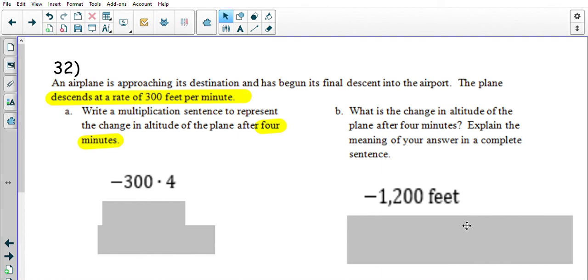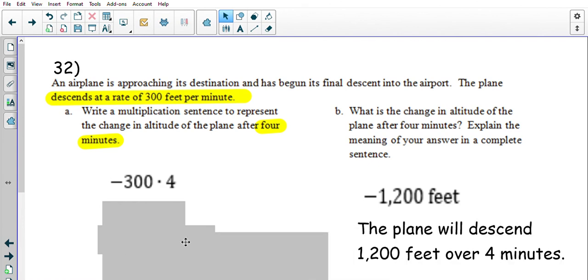So let's explain our meaning. What this means for this problem is that the plane will descend 1,200 feet over 4 minutes. Your wording doesn't have to be exactly the same, but it basically needs to answer this question in the form of a sentence. All right, last question.